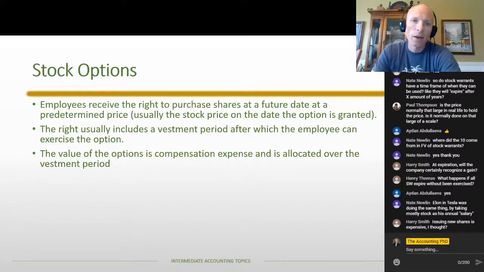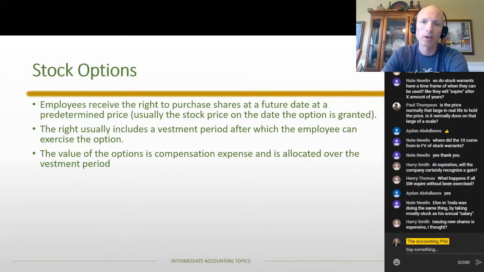The value of the options is compensation expense, and it's allocated over the vestment period. So the idea is you have the value of these options. We're going to record that compensation expense, and the method we're going to use is basically a straight line allocation over the vestment period. I will say that if it's a ladder vestment or things like that, it can look a little bit different, but we're going to keep a simple example for this class.